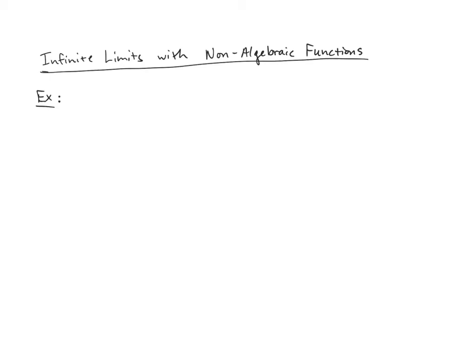In this video, I just quickly want to go over some infinite limits using non-algebraic functions. I'll get right down to an example. So the example is x over 1 plus cosine of x, and we're looking at the limit as x goes to pi, let's say from the right for the time being.